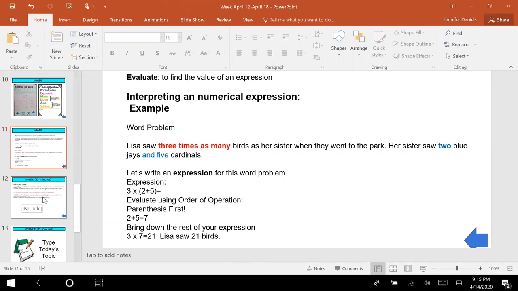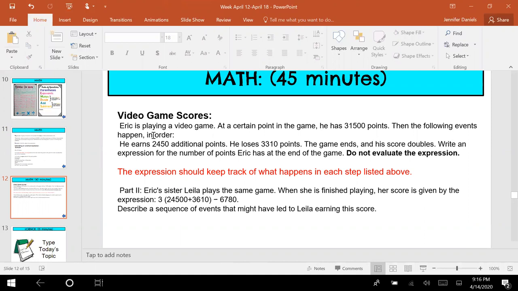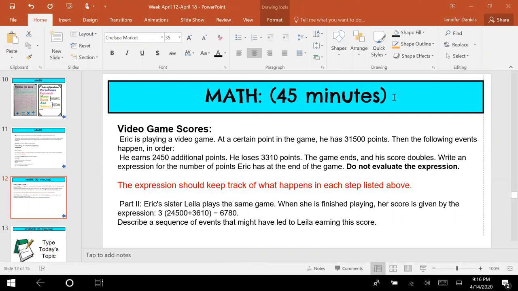Now, what you're going to be doing next is you have a word problem that is in your distance learning packet. And that word problem goes a little bit like this. We have video game scores. I know you guys are all into your video games, so this is right up your alley. Eric is playing a video game. At a certain point in the game, he has 31,500 points. That's a lot of points. Eric has been playing a lot of video games. Then the following events happen in order.